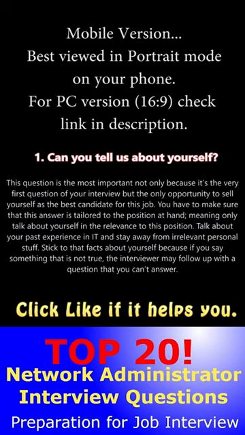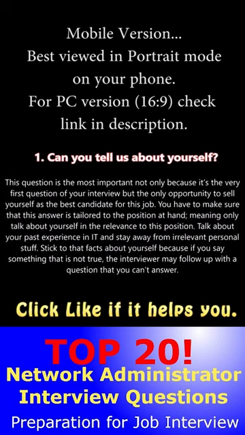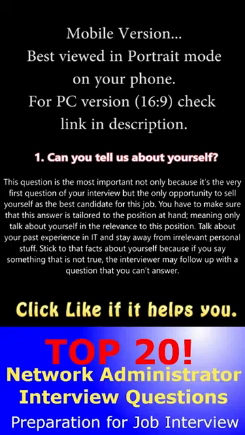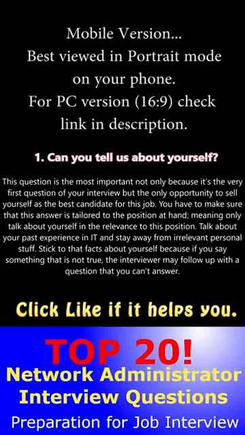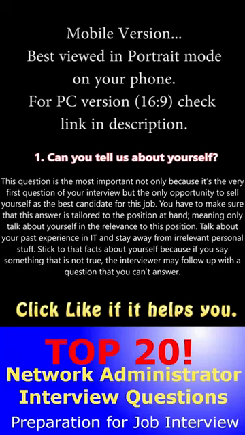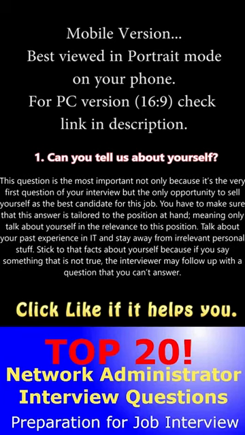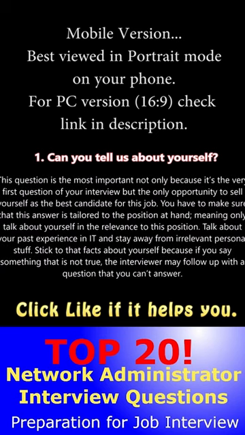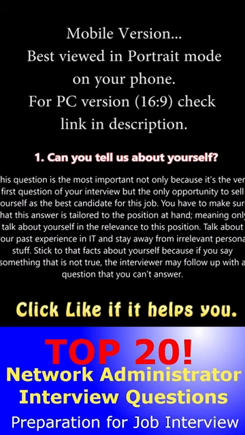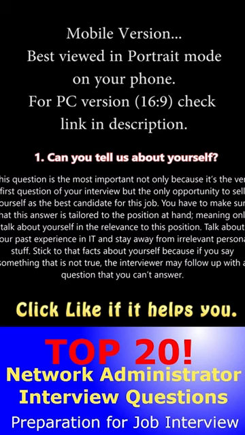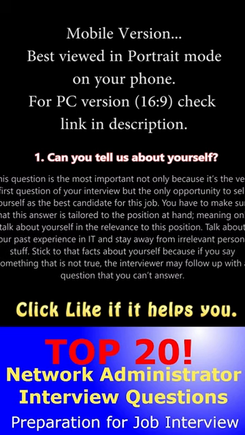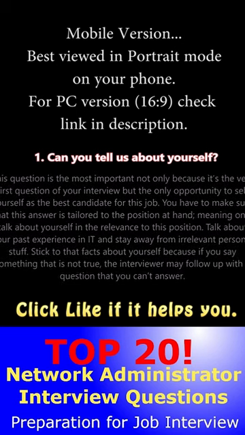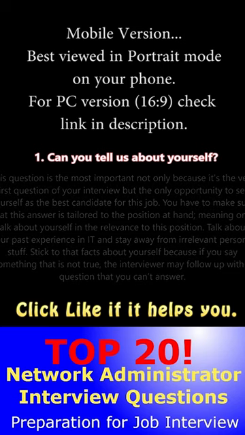You have to make sure that this answer is tailored to the position at hand, meaning only talk about yourself in relevance to this position. Talk about your past experience in information technology and stay away from irrelevant personal stuff. Stick to the facts about yourself, because if you say something that is not true, the interviewer may follow up with a question that you cannot answer.